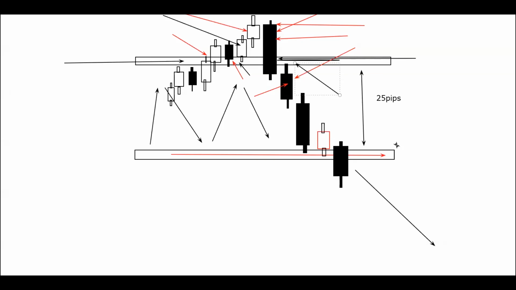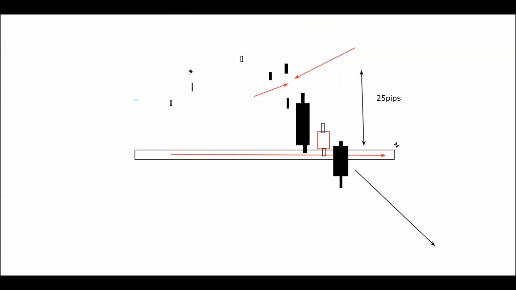Right? So this is a form of a bullish fake out. So what we're going to do now is that we're going to talk about a bearish fake out. Let's remove all of this.